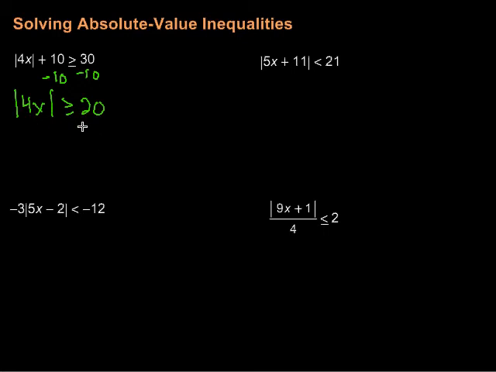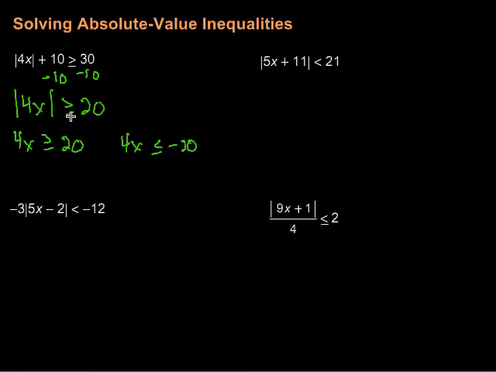Okay, at this point, I'm going to write two inequalities. The first one is going to be just what I have there, but forget the absolute values. So it's going to be 4x is greater than or equal to 20. The second inequality that we're going to solve is flip the inequality, so in this case it would be less than or equal to, and take the opposite of that last number, so negative 20.